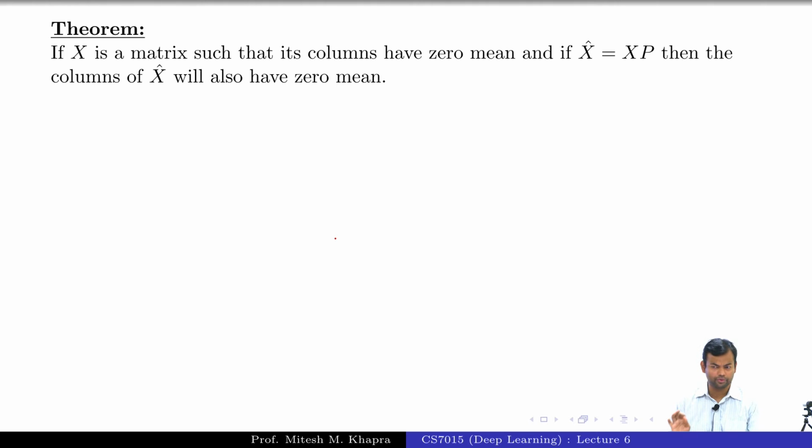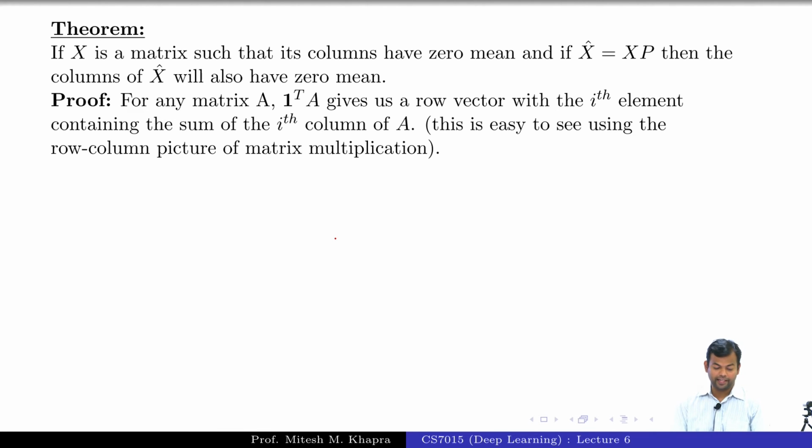Now I'll go through some very simple results, and I will not prove them. You can prove them on your own, or the proof is there in the slides, and you can look at it later. If X is a matrix such that its columns have 0 mean, and if X hat is equal to XP, then the columns of X hat will also have 0 mean. Is this obvious to most of you? Not really? Then let me go over the proof. For any matrix A, 1 transpose A, so you have this vector, is this a vector or a matrix?